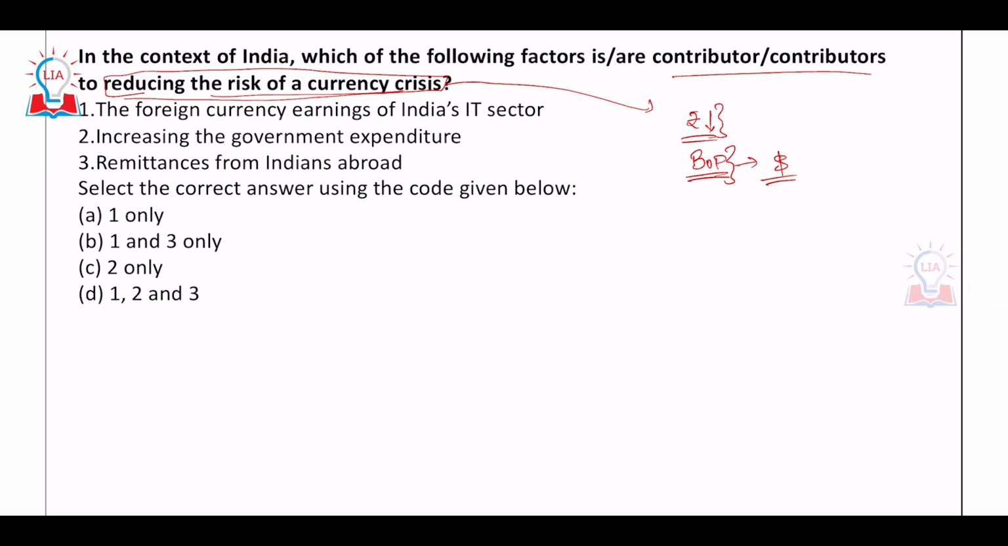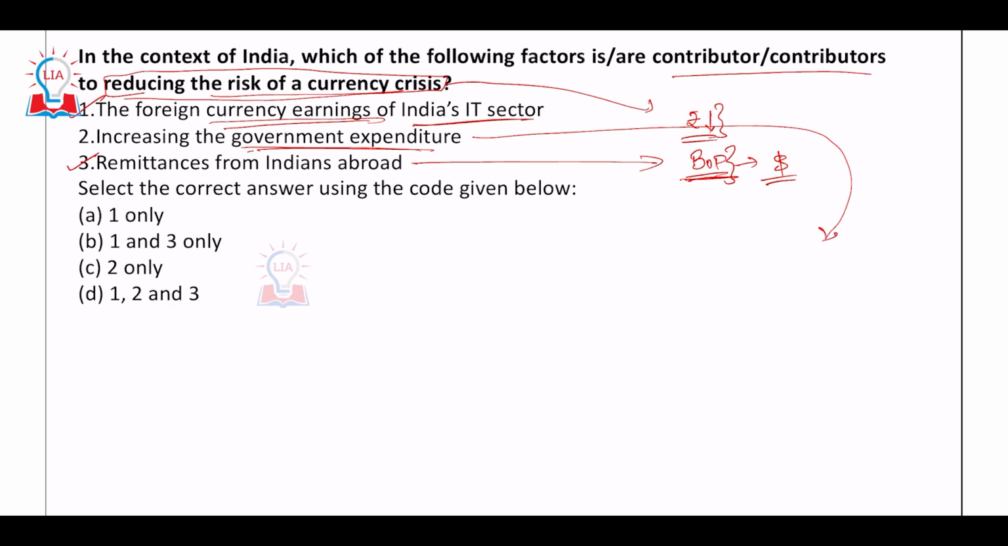Which can reduce the risk of currency crisis? Foreign currency earnings, basically we are exporting more, that is why we are earning a lot of foreign currency, so the BOP problem can be averted. So if the Indian IT sector or any sector is earning foreign currency for us, that would be good. So one is right. Second, increasing the government expenditure, for now we don't have an idea for that. Thirdly, you have the remittances from Indians abroad, again that would be dollars inflowing, which means we have a strong BOP.